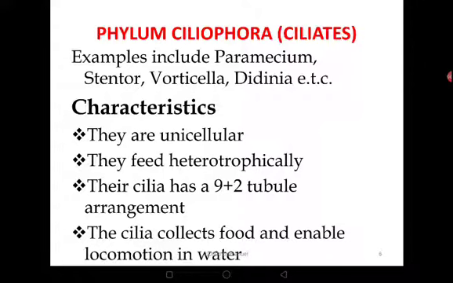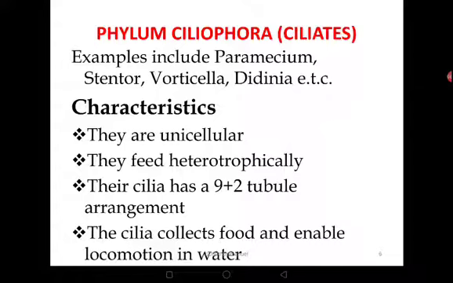Let's look at another phylum, CILIOPHORA. These ones are ciliates. They have cilia. Examples include paramecium, stentor, vorticella, dinidia, and many others. So their characteristics generally is that they are unicellular, just like the members of the Rhizopoda. They are also made up of one single cell. The whole organism is just one cell.